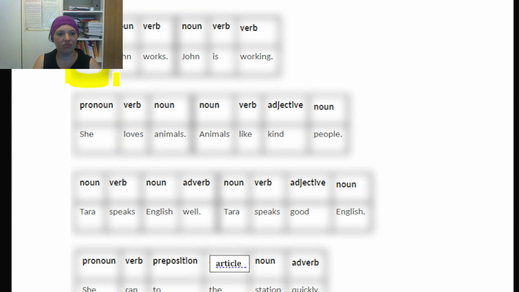So that's our first sentence. Stop. Now we can take a verb and we can add a noun to it. John works. That's a sentence. It's got a noun and a verb. Now let's add something else. John is working. So that's also a sentence. It's got a verb. Well, it's actually got 2 verbs. And it's got a noun. So this noun here is a proper noun. And this noun is also a proper noun.